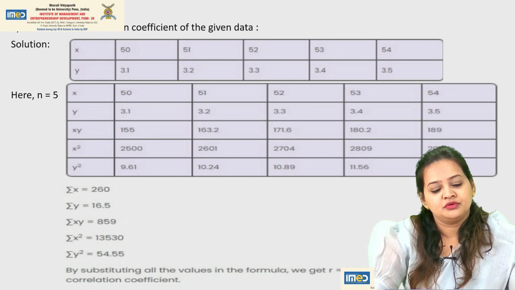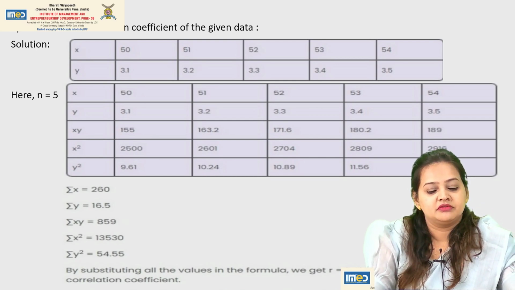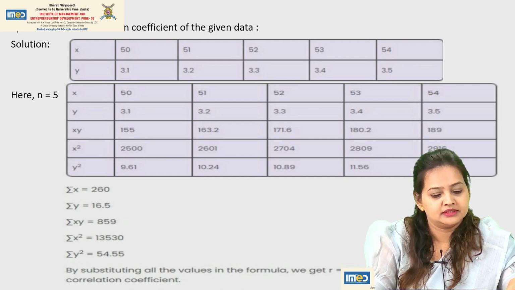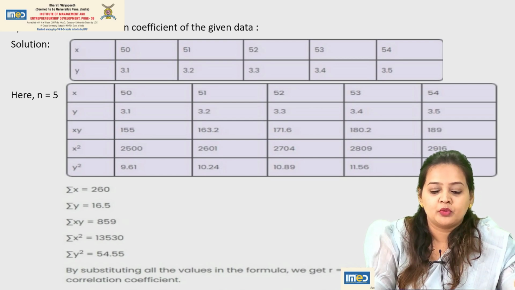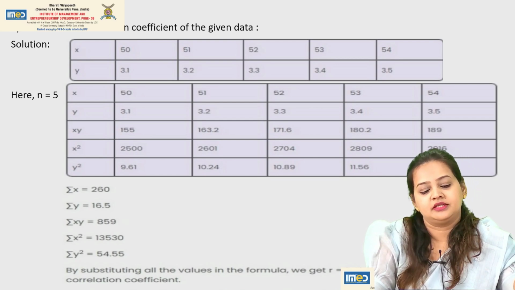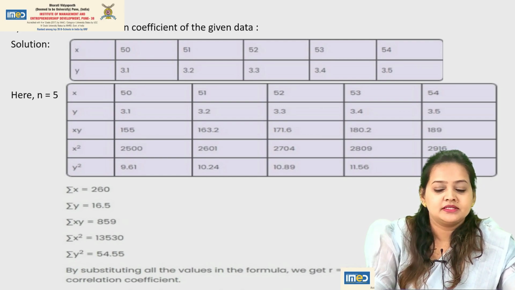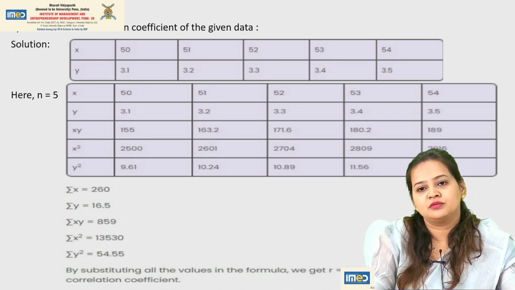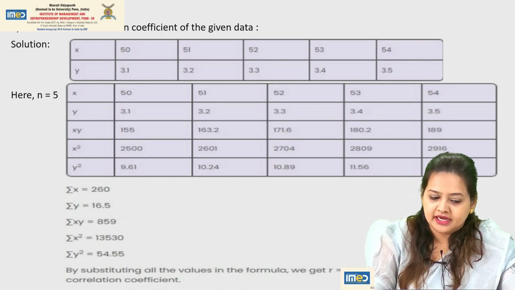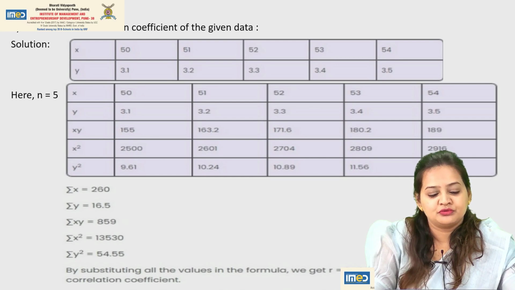Now over here, the x variable values that are given to us are 50, 51, 52, 53, 54. Then the y variable values that are given are 3.1, 3.2, 3.3, 3.4 and 3.5. Now let us start solving. So n is equal to what? The quantity of information or the number of observations. How many observations do we have? 5, right? So that is the reason n is equal to 5.